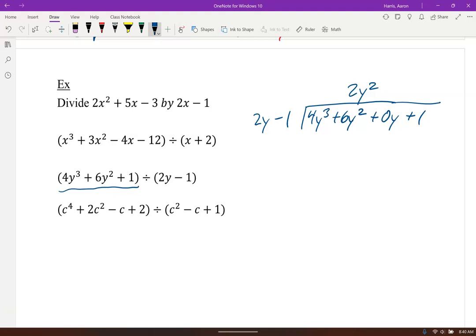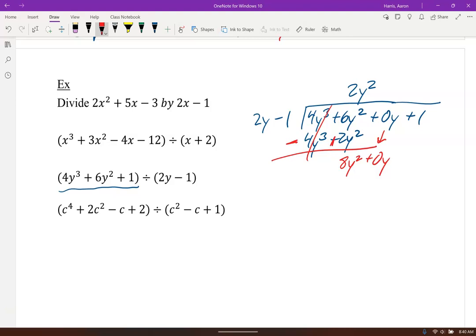And again, notice I put it over the same degree term, so I've got to line this up. Now let's multiply it. 2y squared times 2y is 4y cubed. 2y squared times negative 1 is negative 2y squared. And don't forget, change the signs because you're subtracting that binomial. 6y squared plus 2y squared is 8y squared.